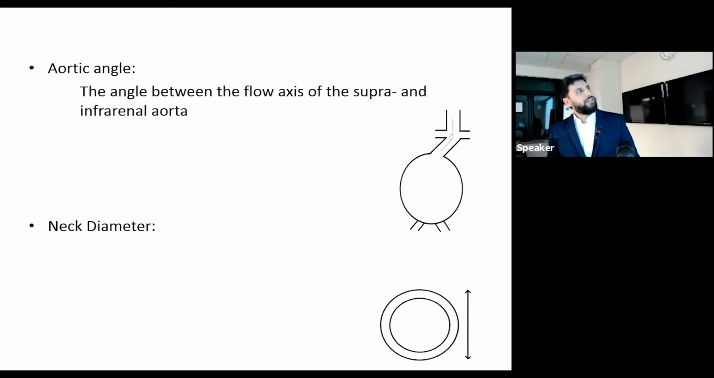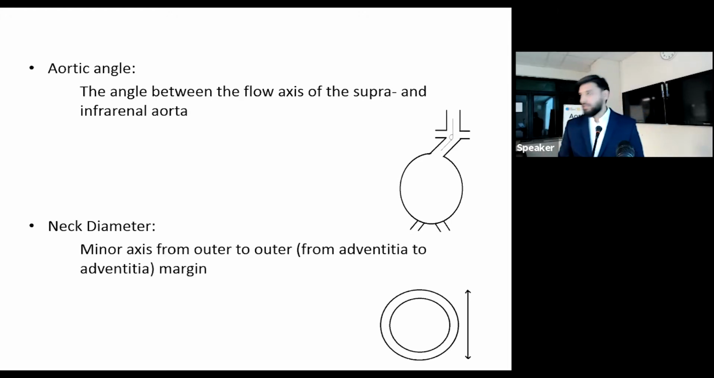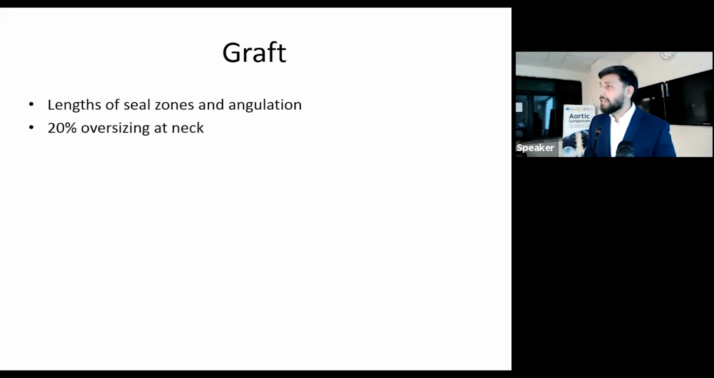So what is the aortic angle? It's the angle between the flow axis of the supra and infrarenal aorta. And the neck diameter that we're looking at here is on CT, and it's adventitia to adventitia. It's not from inner to inner like you do on ultrasound, which is a screening tool in most countries. So you need to know your graft, and it depends on whatever make your graft is. We need to know the lengths of sealing zones and what angulation of the aortic neck it can take. Most grafts take about 60 degrees. There are very specific grafts that are designed for really angulated necks that can even go up to 90-degree angles.